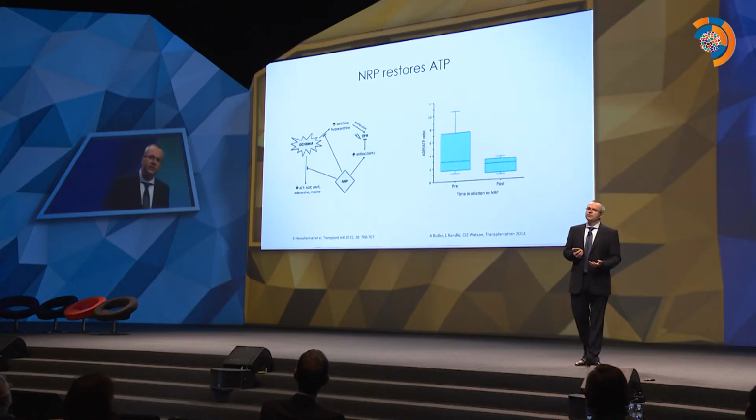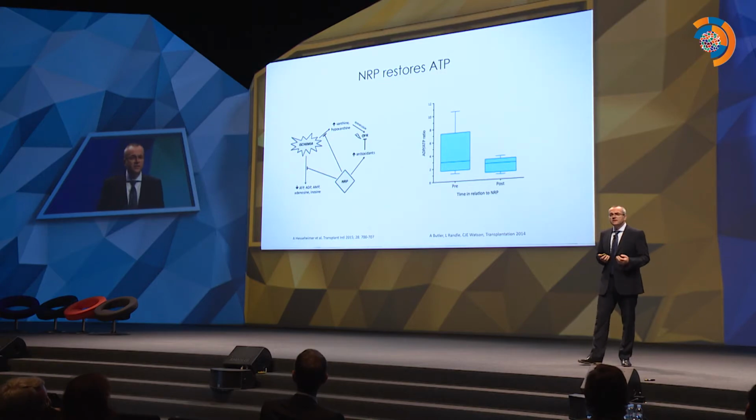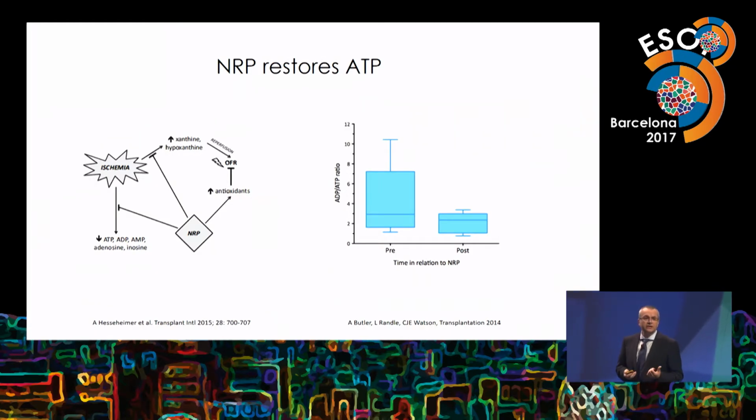So we know clinically it works, but we need to understand how it does so now. And some of the data from the Barcelona and Cambridge group showed that NRP does restore ATP. It also increases the levels of endogenous antioxidants, reducing the reperfusion injury.